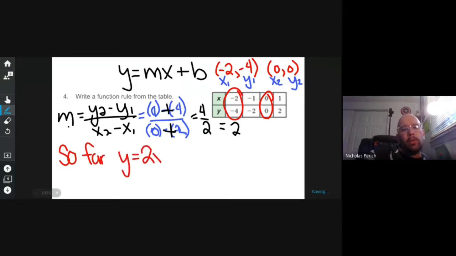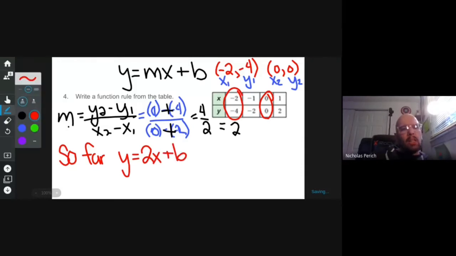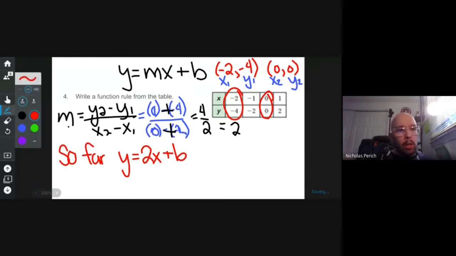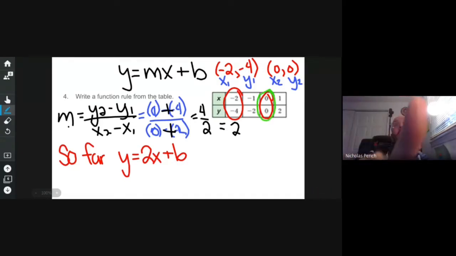Y equals 2x plus b. I need b. B is my y-intercept. Look at it! My y-intercept exists when x is 0. So when x is 0, y is 0, which means my y-intercept is 0.